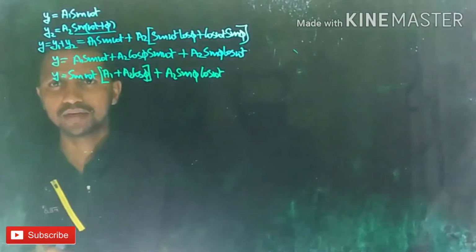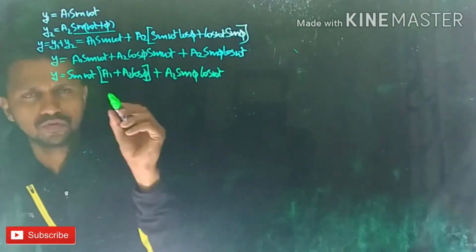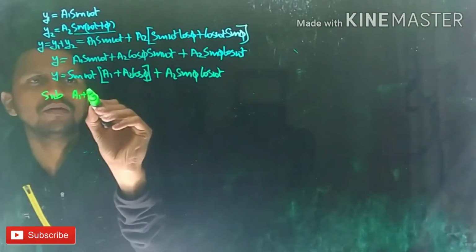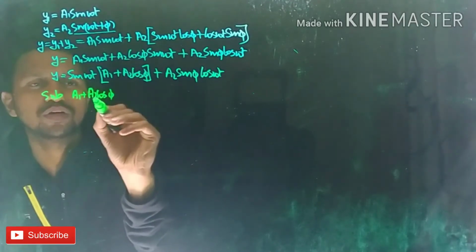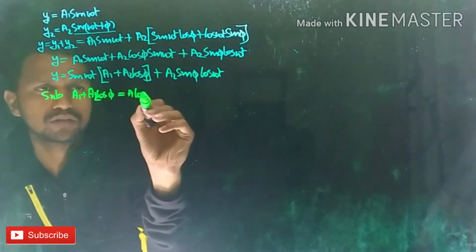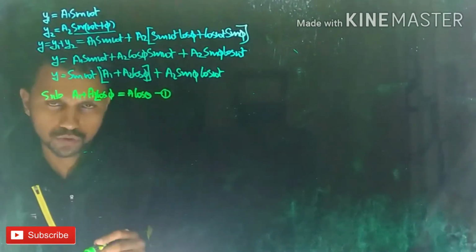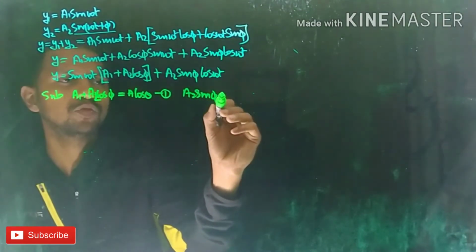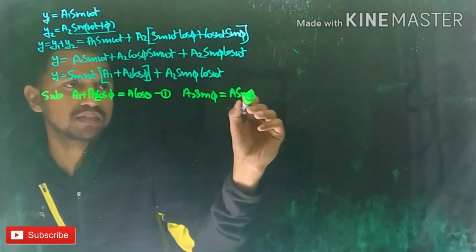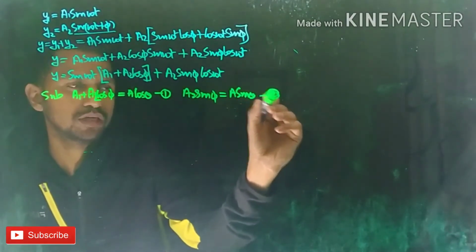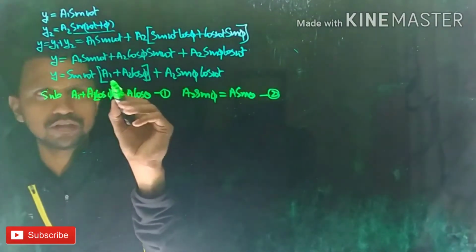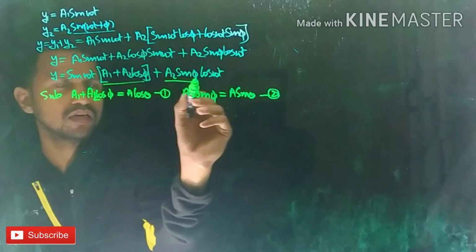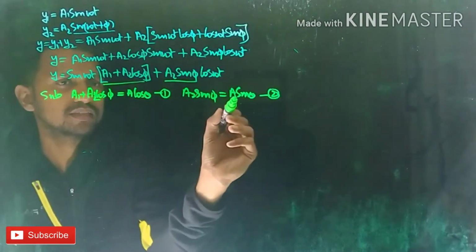Then we perform a trigonometric substitution. We substitute a1 + a2 cos φ as A cos θ, and let's take this as equation number 1. Then we substitute a2 sin φ as A sin θ. Let's take this as equation number 2. That is, instead of a1 + a2 cos φ, we substitute A cos θ, and instead of a2 sin φ, we substitute A sin θ.